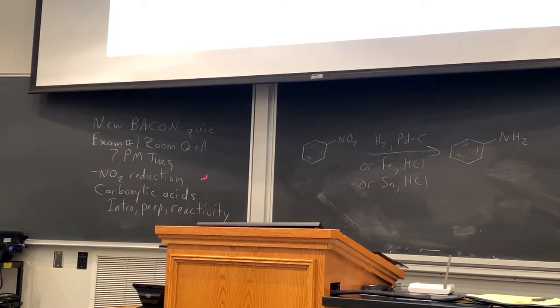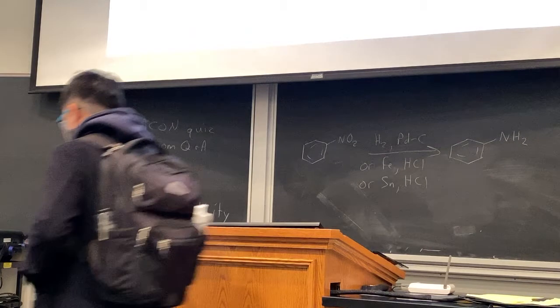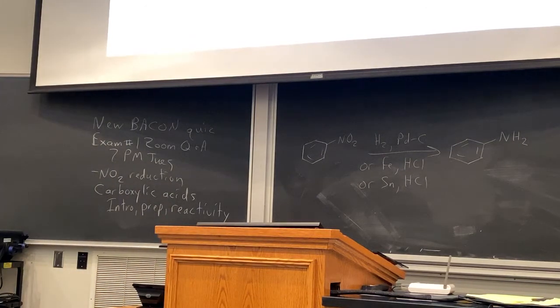All right, today we've got one more topic to finish on electrophilic aromatic substitutions, reduction of nitro groups, and then we're going to go into chapter 19, carboxylic acids, with the typical introductory material that we have at the beginning of each chapter, followed by a discussion of the preparation of carboxylic acids and their reactivity.